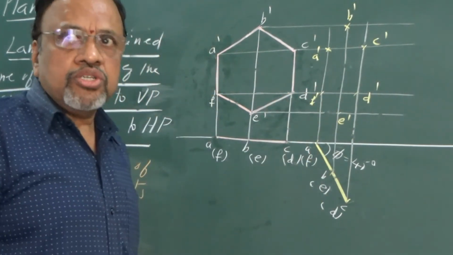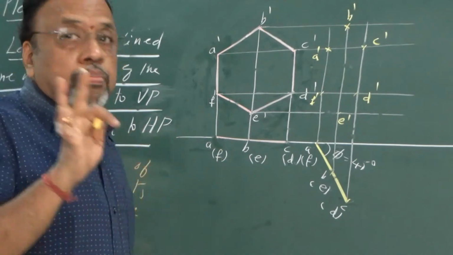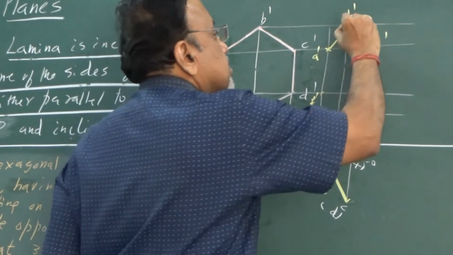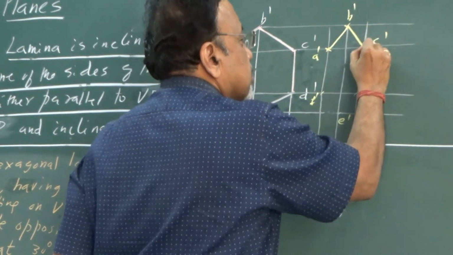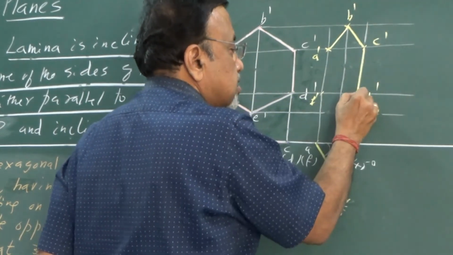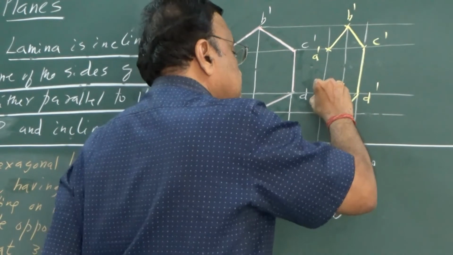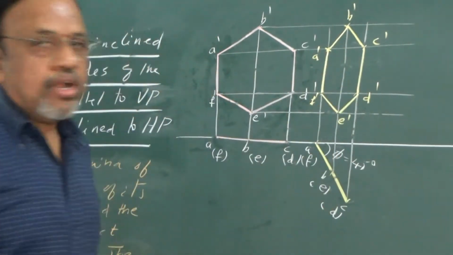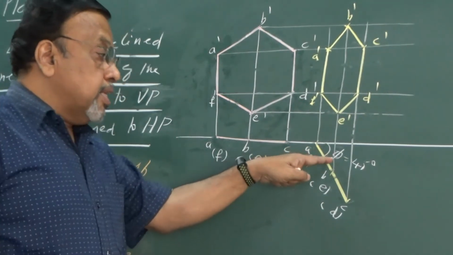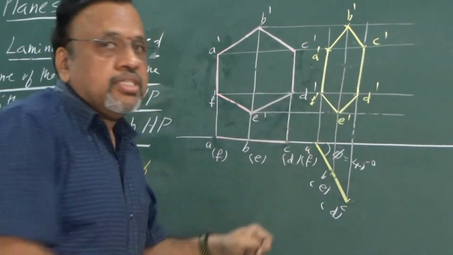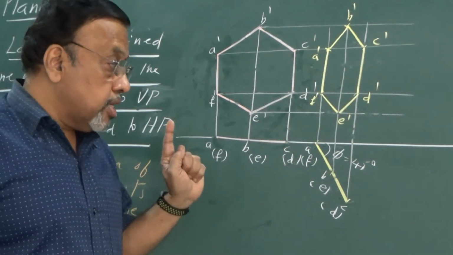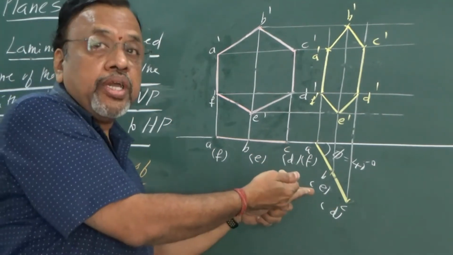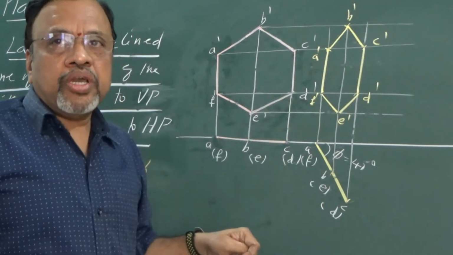The next step is I need to draw them in the same proper sequence. So what is the sequence? A to B, B to C, C to D, D to E, E to F, and F back to A. Now we can see, since the lamina is inclined to VP, it is smaller in size. But still you can see the lamina is perpendicular to one of the planes. So it is still perpendicular to HP, but it is inclined to VP.